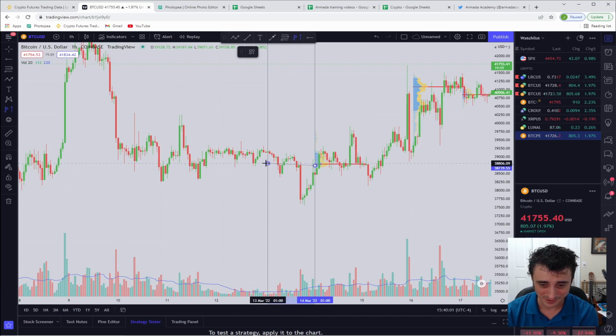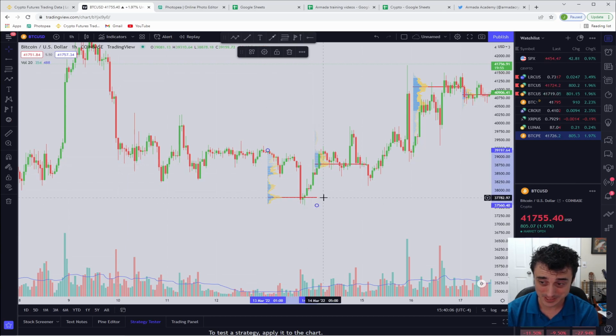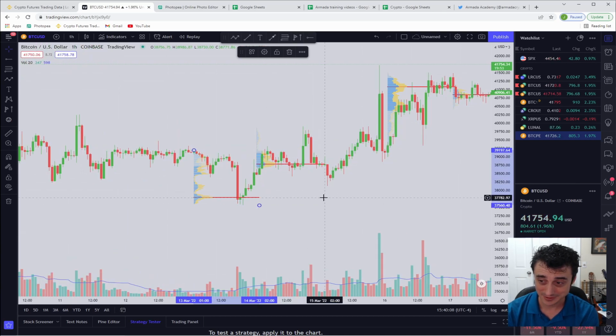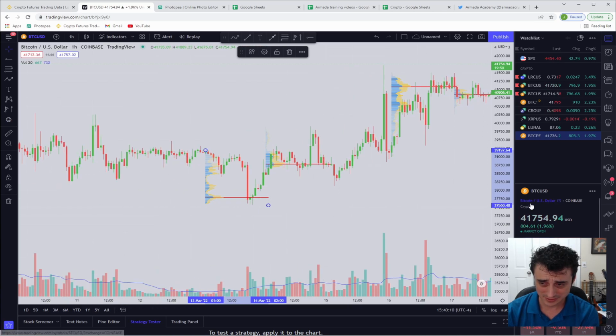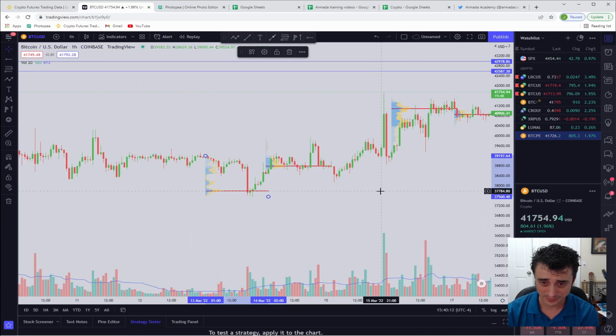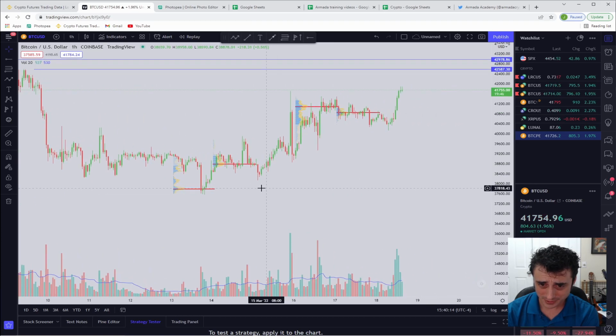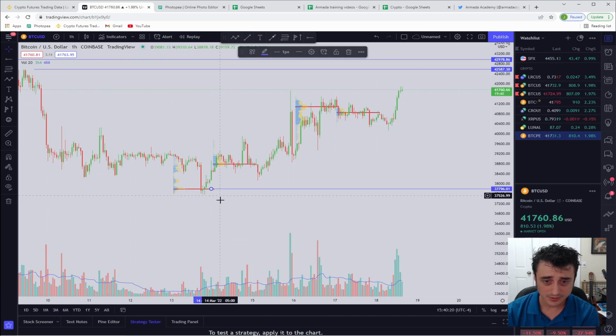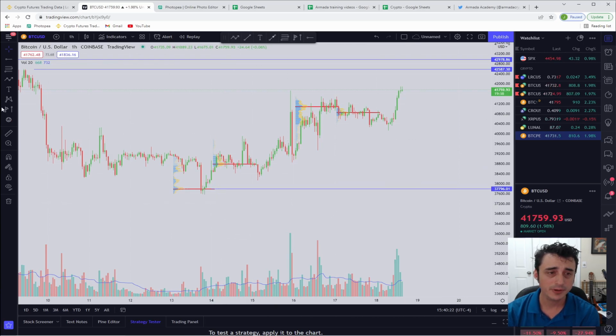Let's go back a couple more days here. You'll see. Here's a naked point of control that was not recovered. So this is going to be another example. So some people will put this on their chart, right? And they'll just leave it here. And they'll say, we're going to go down. Why are we going to go down? Because there's a naked point of control down there. There's a naked point of control at, we'll just call it 38,000. We're going to go there.